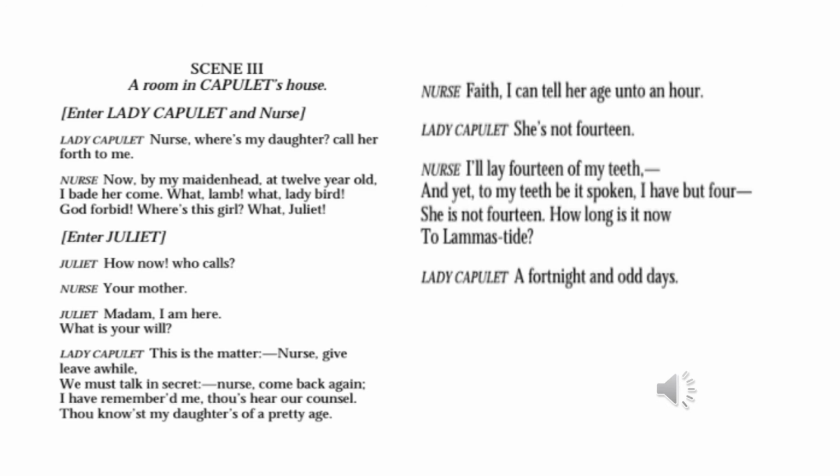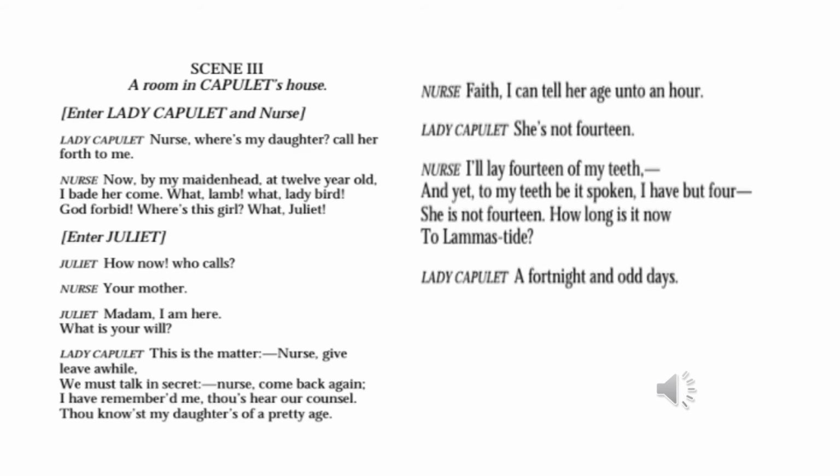How now? Who calls? Your mother. Madam, I am here. What is your will? This is the matter. Nurse, give leave a while. We must talk in secret. Oh, no, nurse, come back again. I have remembered me, thou'st hear our counsel. Thou knowest my daughter's of a pretty age. Faith, I can tell her age unto an hour. 'Tis not 14. I'll lay 14 of my teeth, and yet to my teeth be it spoken, I have but 4. She is not 14. How long is it now to Lammas-tide?